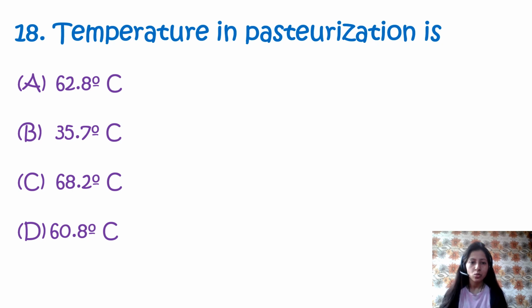So इसमें क्या होता है? LT method में क्या होता है? Involves heating of milk at 65 degrees Celsius for 30 minutes, whereas HTST process involves heating of milk to 72 to 74 degrees Celsius for 15 to 20 seconds. So here mainly क्या process के बारे में बात किया है? LT, that is low temperature long time के ऊपर. So that is option number A, that is 62.8 degrees Celsius.